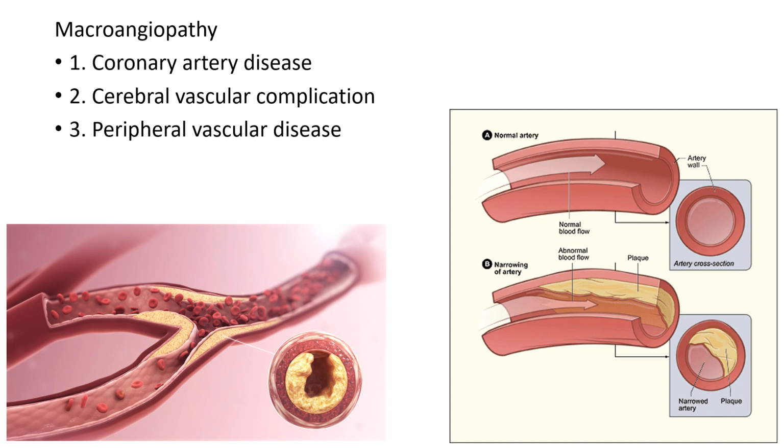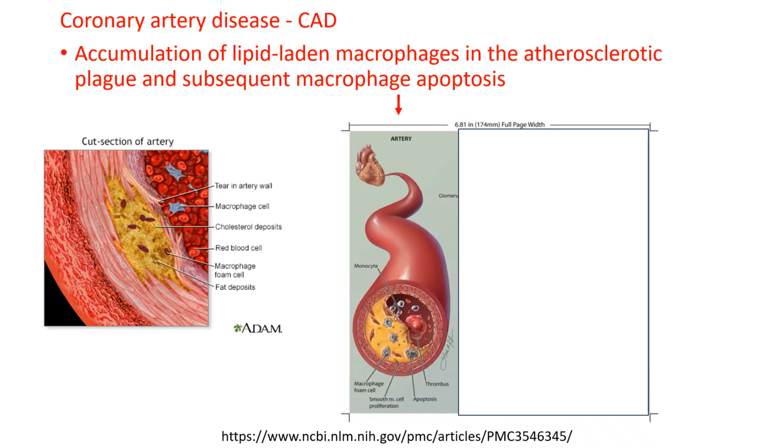So one type of macroangiopathy affects the heart. It's called coronary artery disease, CAD. Another one affects the brain. It's called the cerebral vascular complication, CVC. And finally, we have peripheral vascular disease, where the peripheral vascular tissue is damaged, and the peripheral vascular vessels are in the extremities, the legs and the arms. So we'll skip over that one.